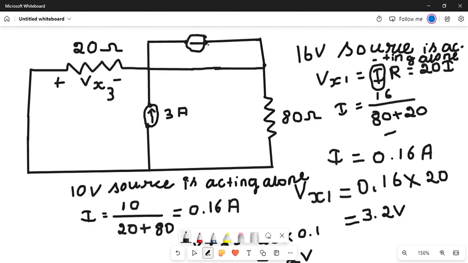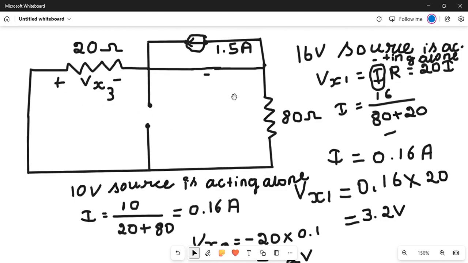You know the diagram, so I'm writing it from the earlier ones. The 1.5 ampere source is acting alone, so what's going to happen is that the 3 ampere source becomes open, and the 10 volt source becomes short circuited. The 10 volt source will become a short circuit, and here my 16 volt source is also getting short circuited.